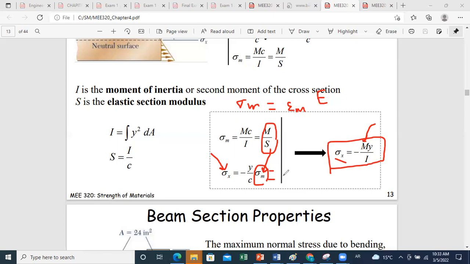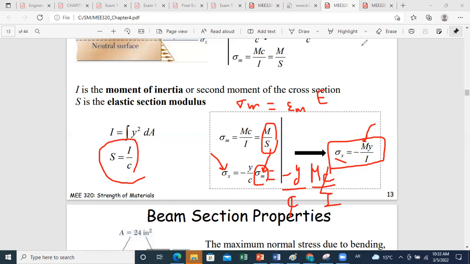And you get then that sigma x is minus y over c times M over S. And by replacing S by its value, which is I over c, then you will get that you have minus y M times c over I. C will cancel out, and you will get then sigma x as a function of the bending moment, y and I.